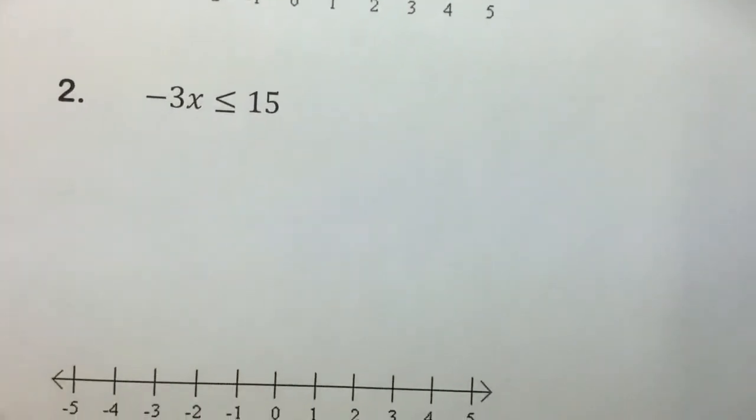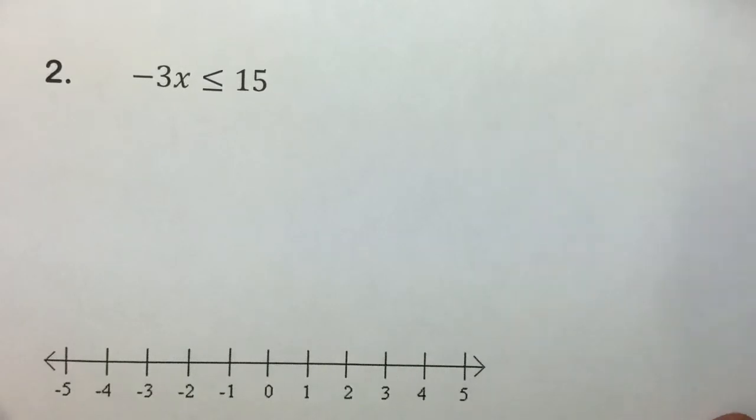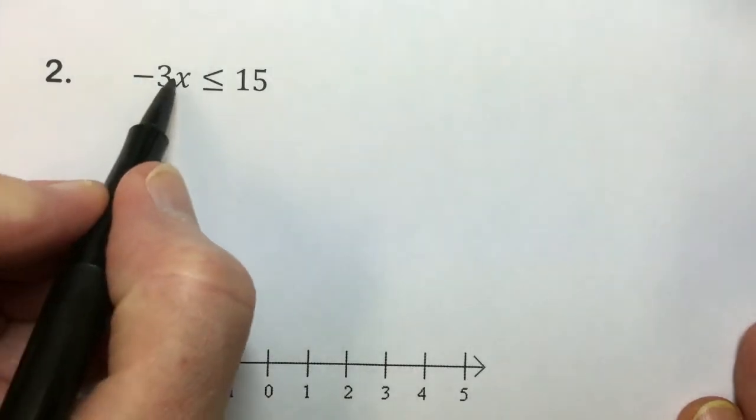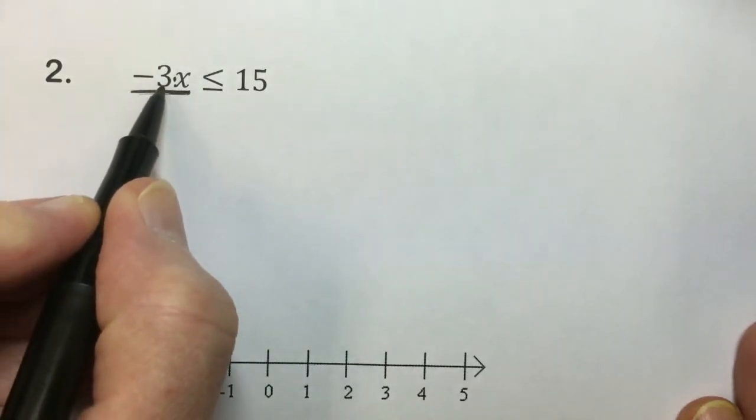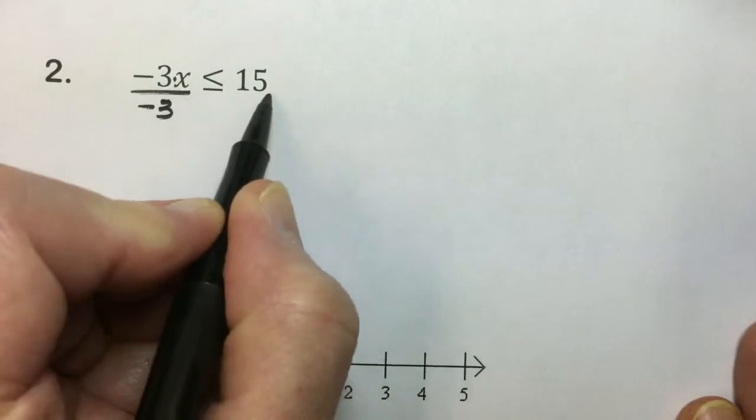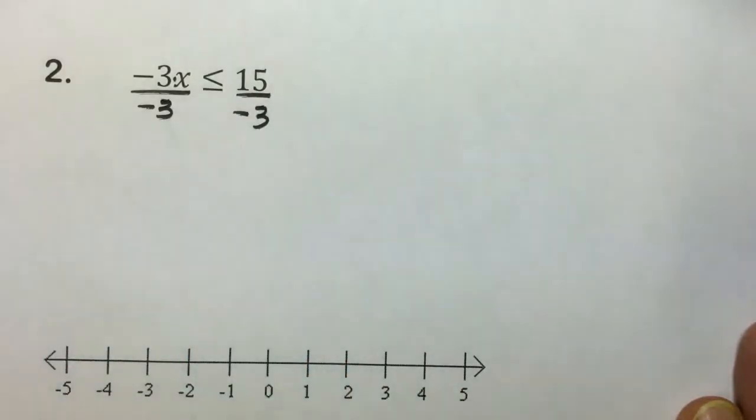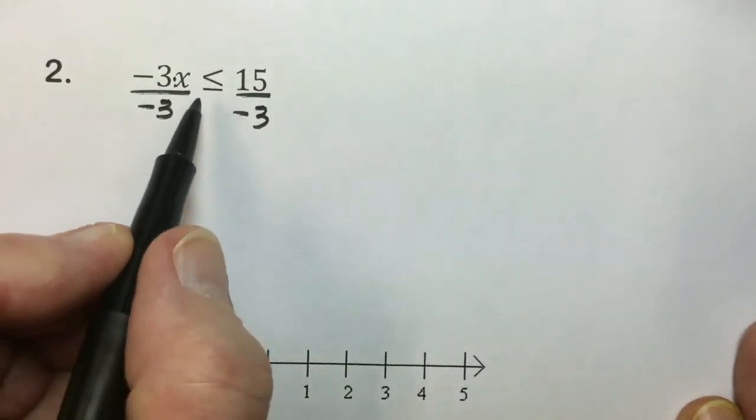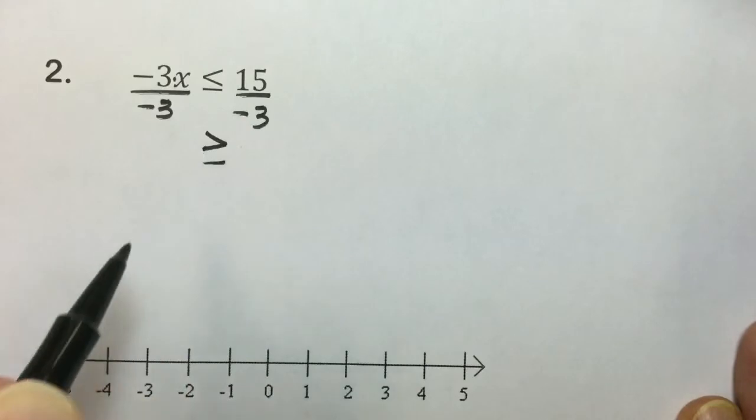In this next example, the variable is being multiplied by a -3. To undo multiplication, we divide, and we want a +1, so we'll divide by a -3, and here's where that multiplication principle for inequality requires us to reverse that inequality symbol whenever we multiply or divide by a negative number, which is the case here. So our less than becomes a greater than.